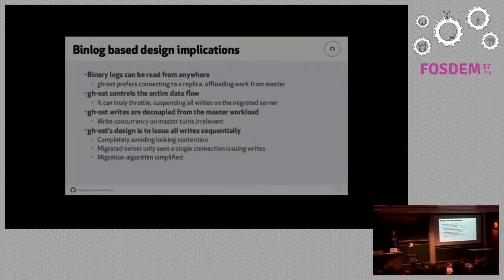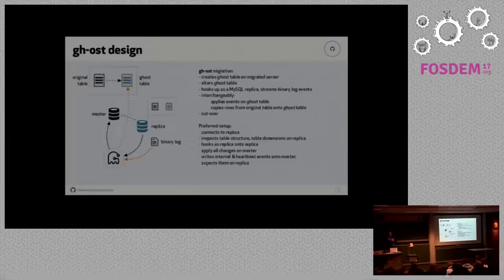And Ghost controls the whole data flow because Ghost is reading the data from the binary log and applying it. With PT online schema change, the trigger is doing the work. But here we have to actually read the data and write the data again. But also because we are actually touching all the data, we can do interesting things with that. So again, you're writing to the master, reading from a replica from a binary log, and then eventually we switch the two tables.